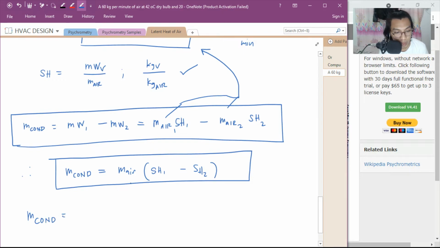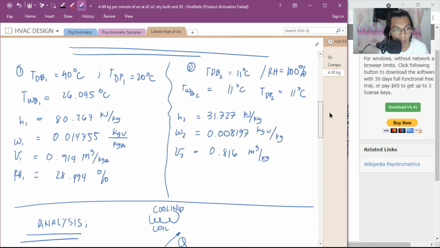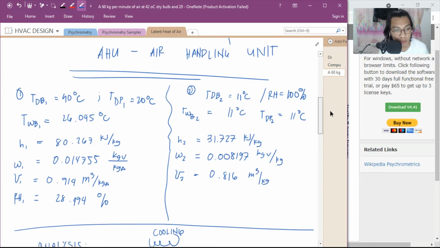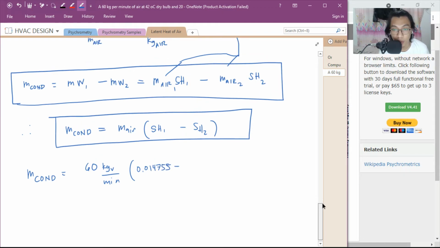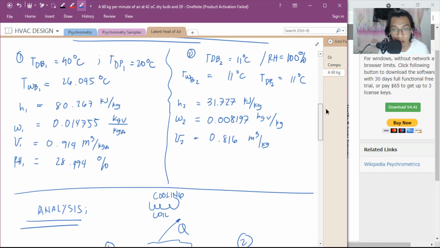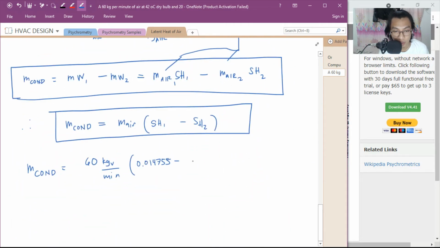That is equal to mass of air, 60 kilogram vapor per minute. Air na rin to, pwede na yan. Tapos, yung SH ni 1, asan yun? Ayun, 0.014755 minus yung kay 2. Nakuha natin 0.008197 kilogram vapor per kilogram air. Ito, kinonsider na natin tong air para ma-cancel siya.